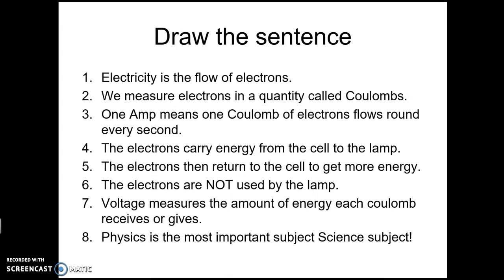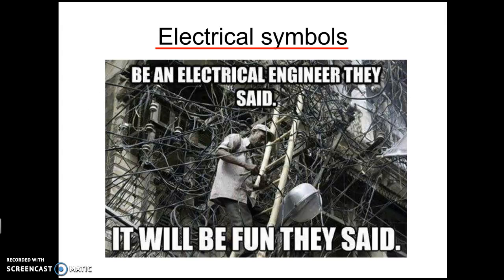If you remember when we did this in class, I gave you a draw the sentence exercise. Yeah, so this really describes what happens to electricity. Electricity is the flow of electrons. We measure electrons in a quantity called coulombs. 1 amp means 1 Coulomb of electrons flows around every second. The electrons carry energy from the cell to the lamp. The electrons then return to the cell to get more energy. So the electrons are not used by the lamp. Voltage measures the amount of energy each Coulomb receives or gives. Okay, so that's pretty much electricity, really.